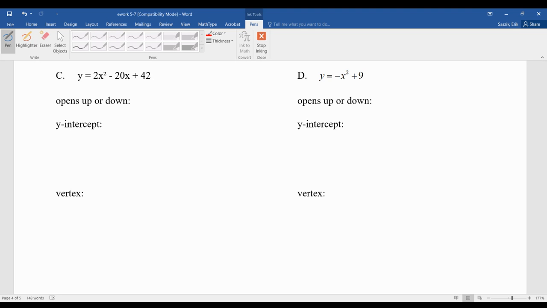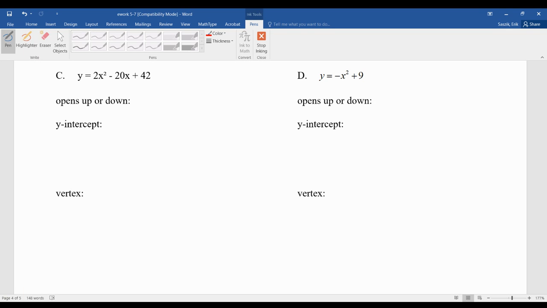So you can do C yourself. It works out nicely. You can factor it for the zeros. There's nothing that's really different here. So you can do it and check your answers there.